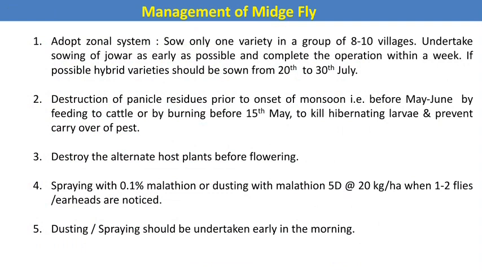Then destroy the panicle residue prior to the onset of monsoon, that is, before May or June, by feeding to cattle or by burning before 15 June, to kill hibernating larvae and prevent the carryover of this pest. Then destroy the alternate host plants before flowering. Then spray 0.1% malathion or dust with malathion 5D at the rate of 20 kg per hectare when 1 to 2 flies per earhead are noticed. Dusting and spraying should be undertaken early in the morning, because the drifting problem occurs. These are the management practices for the sorghum midge fly.